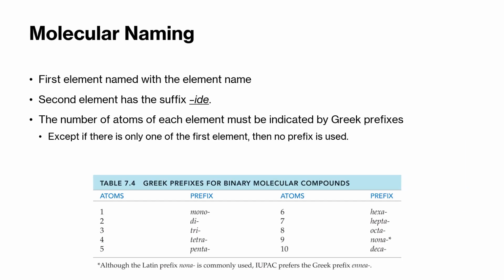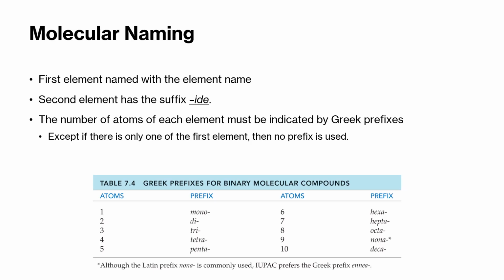Molecular naming is the next component that we need to talk about. Molecular naming is very similar to ionic naming. We are going to restrict ourselves to molecular naming with only two components within there. The first element is just the element name, just like you would name the cation in the ionic naming. The second element has the ending of it changed to IDE, just like we did with the anion naming as well.